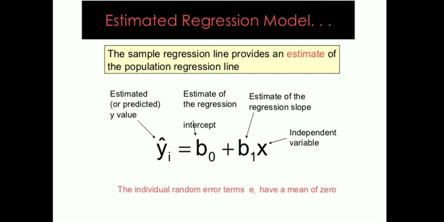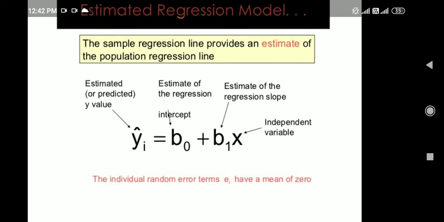So b0 is the estimate of the regression intercept, that is the y intercept, in the sense where it cuts the y-axis. That is the meaning. The b1 is the estimate of the regression slope. It is the slope, the inclination, and x is the independent variable.